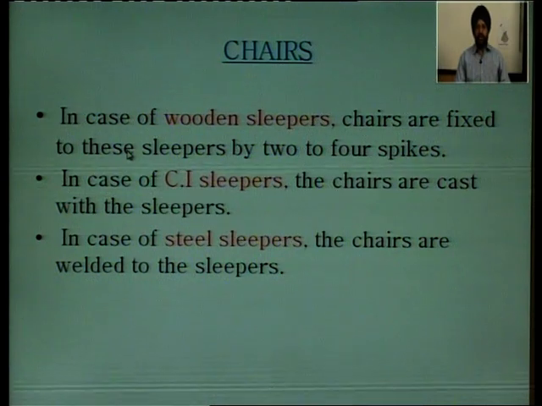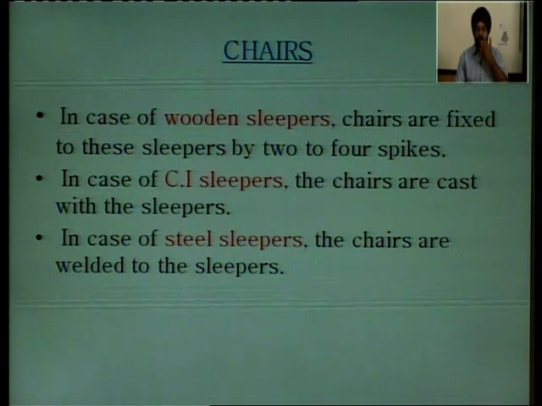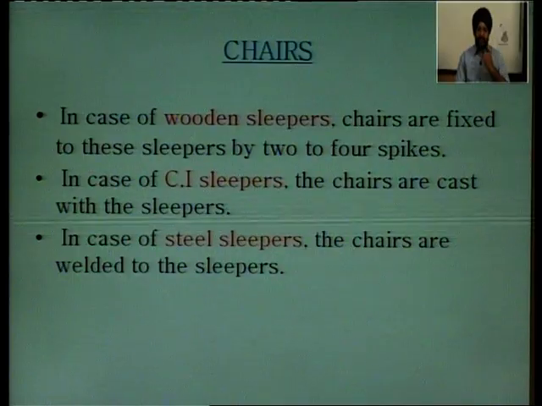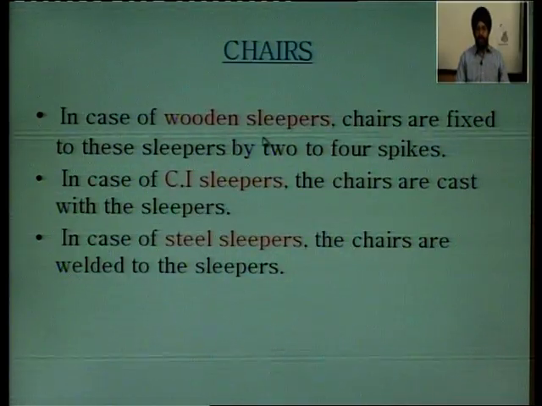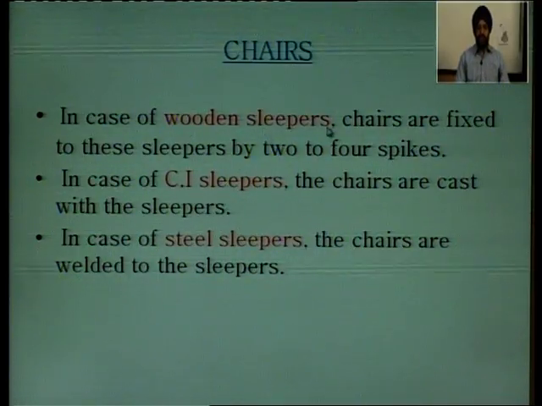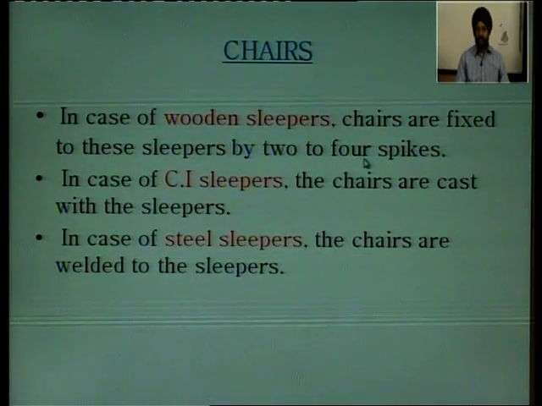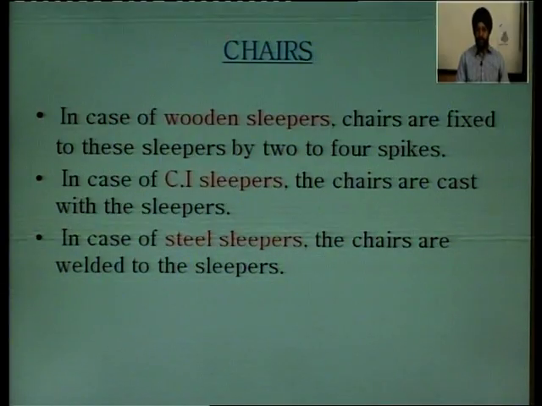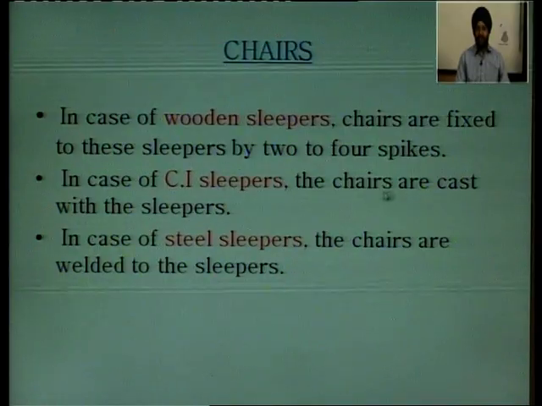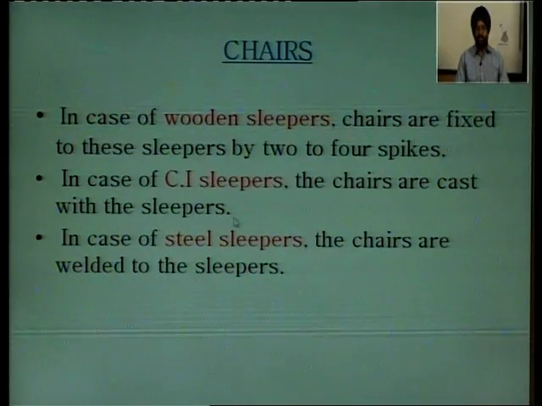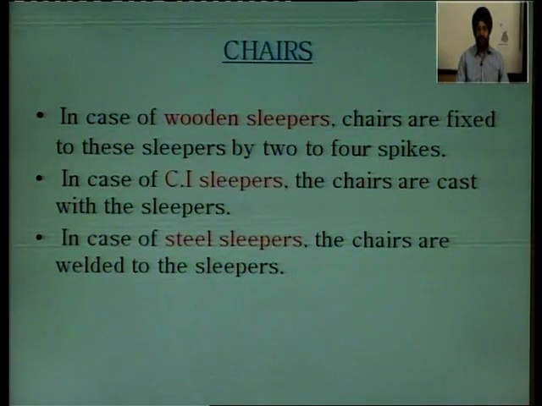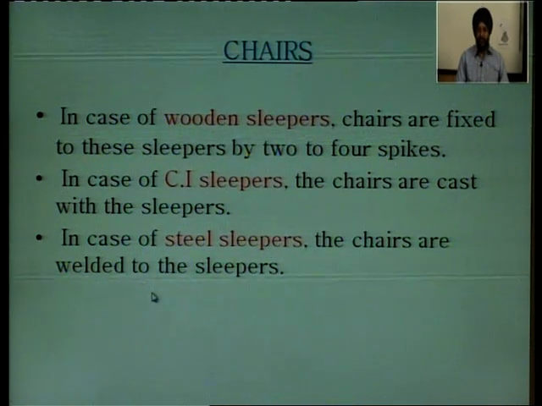Regarding chairs, we have three types of materials: wooden, cast iron and steel. In the case of wooden sleepers, chairs are fixed to the sleepers by 2 to 4 spikes. In the case of cast iron, the chairs are cast with the sleepers; they are cast along with the sleepers, so extra chairs are not provided. Whereas in the case of steel sleepers, the chairs are welded to the sleepers.